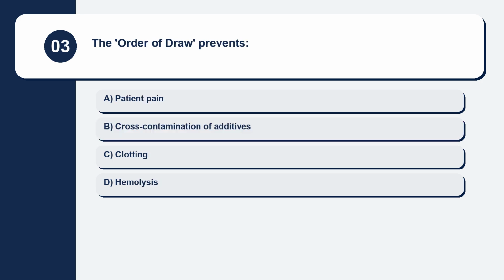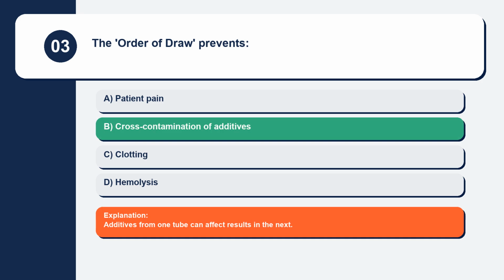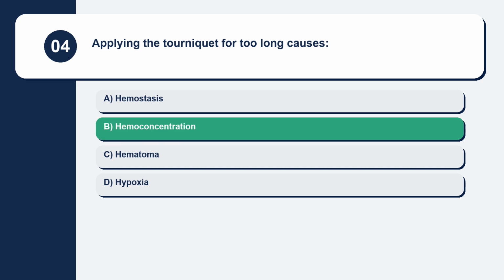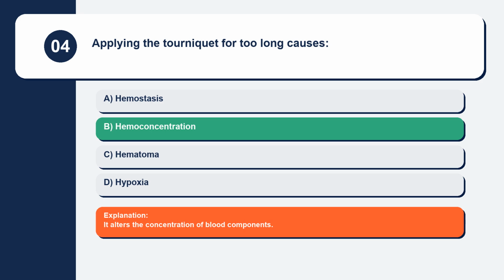Question 3. The order of draw prevents patient pain, cross-contamination of additives, clotting, or hemolysis? Additives from one tube can affect results in the next. Question 4. Applying the tourniquet for too long causes hemostasis, hemoconcentration, hematoma, or hypoxia? It alters the concentration of blood components.